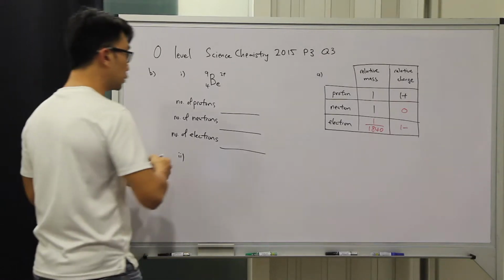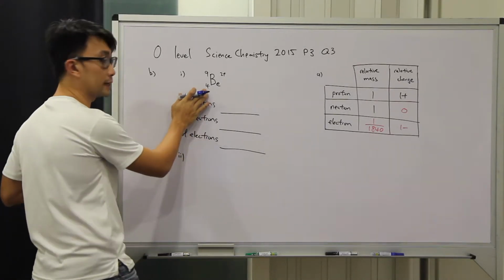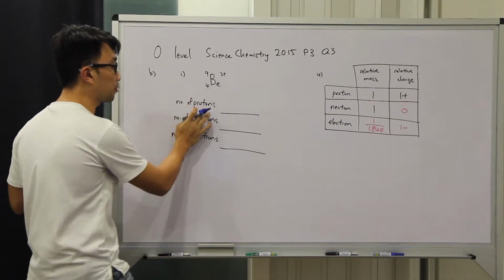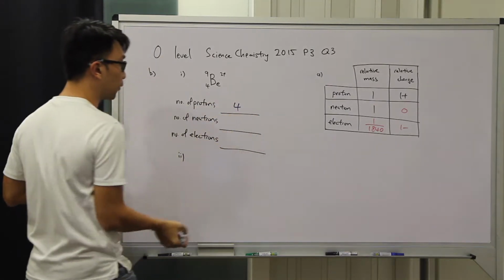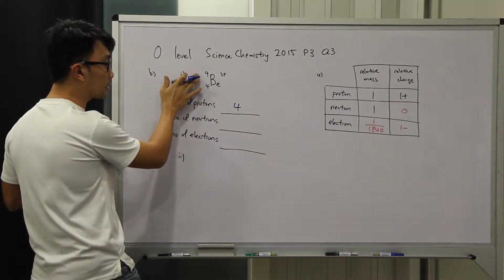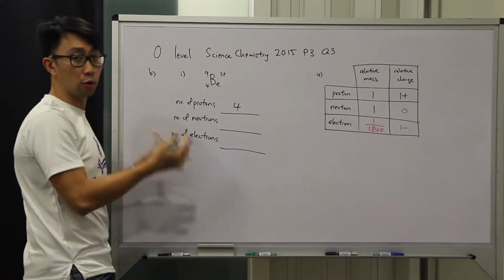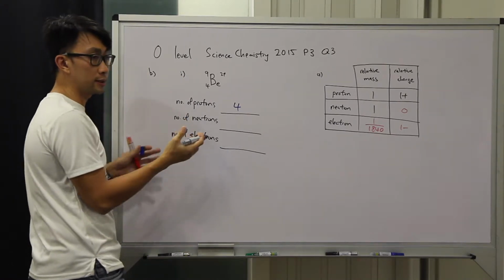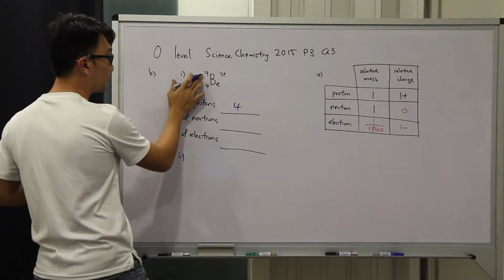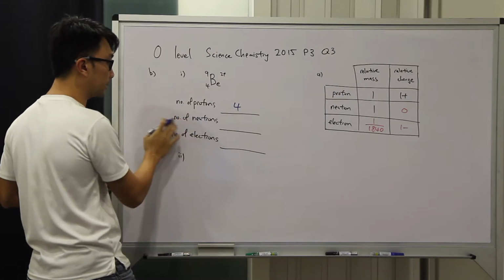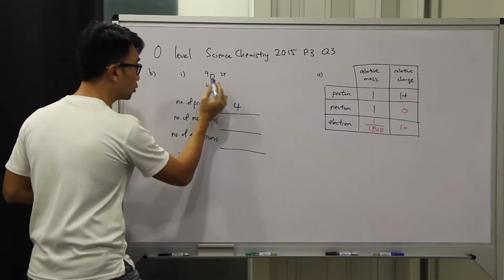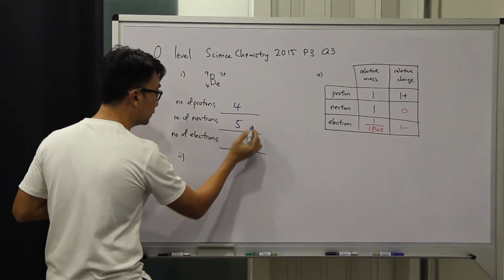Okay, so first what we can do is to recognize the atomic number. This will tell us the number of protons. That is 4. And having the atomic mass, which is the number of protons and the number of neutrons added together, we can have this minus this to give us the number of neutrons. Right, so 9 minus 4, that will give us 5.